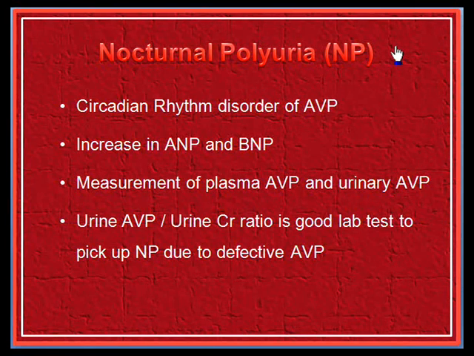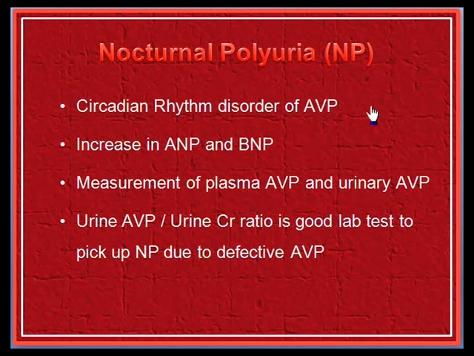Few words about nocturnal polyuria. NP, or nocturnal polyuria, is a circadian rhythm disorder of the secretion of AVP. Normally, during the course of the day, ADH is secreted into the plasma from the posterior pituitary. During the night time, there is no secretion of ADH at all from the posterior pituitary and it is brought to 0 picograms per ml of plasma. This is to avoid urination during the night. That is why we don't urinate during the night time.